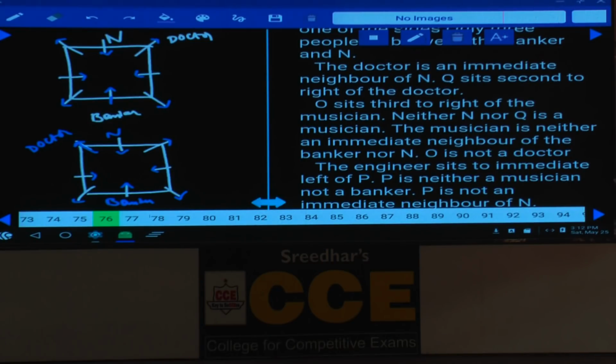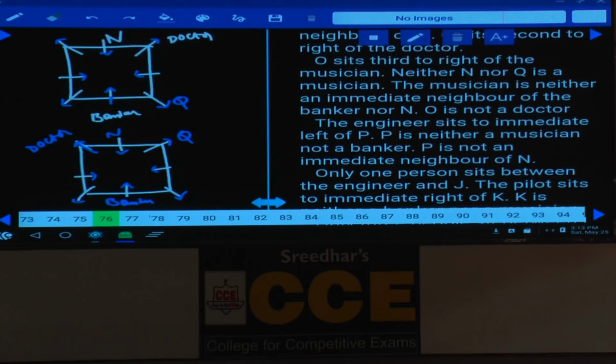Done? Then the doctor is an immediate neighbor of N, and Q sits second to the right of the doctor. As Q is seated second to the right of the doctor, Q is here in the first case, because the doctor is facing away, and now in the second case Q will be here. O sits third to the right of the musician.